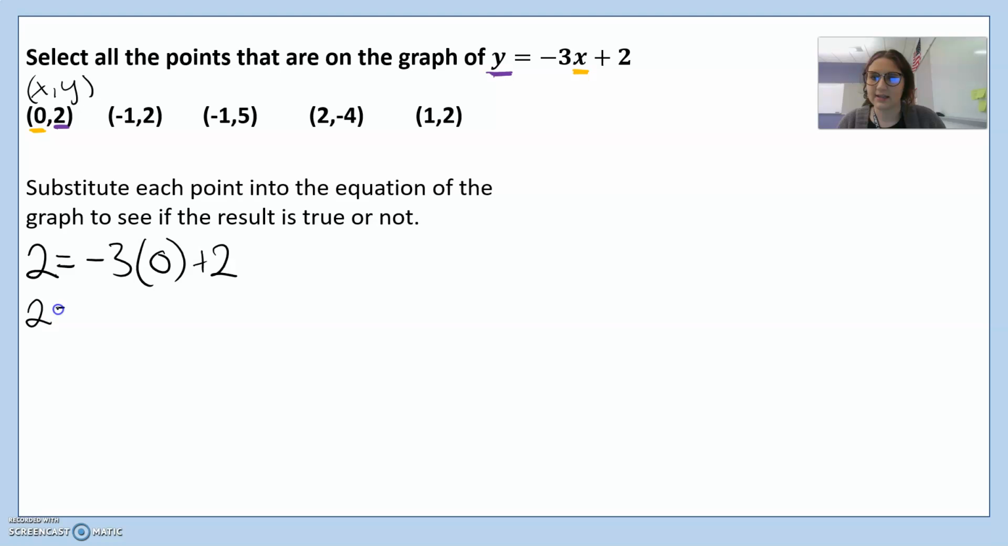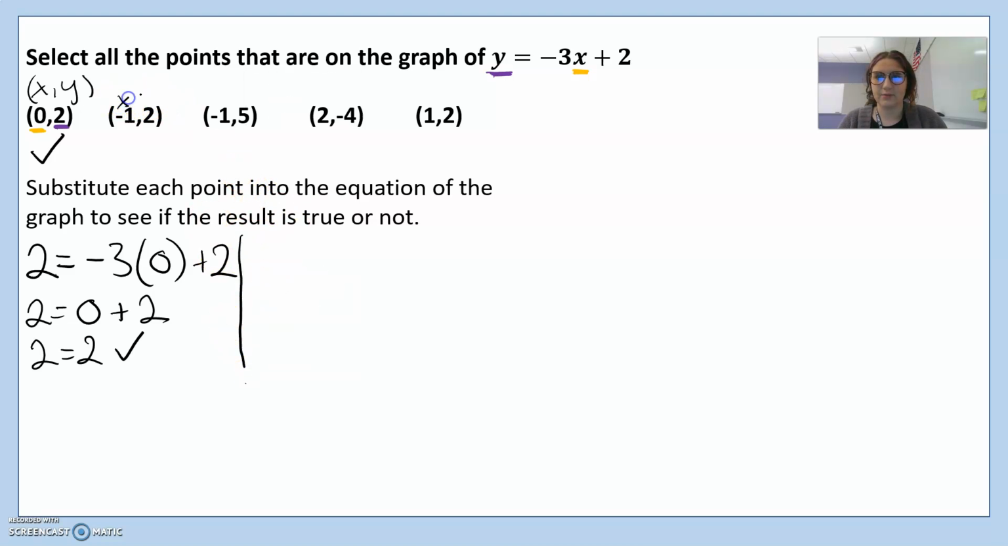So my 2 stays there. Negative 3 times 0 is 0. 0 plus 2. And then 2 equals 2. So this is good. This point, (0, 2), lies on the graph of this line. Let's do the next one.